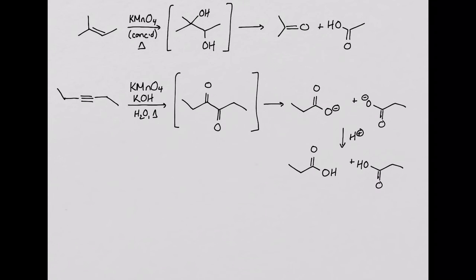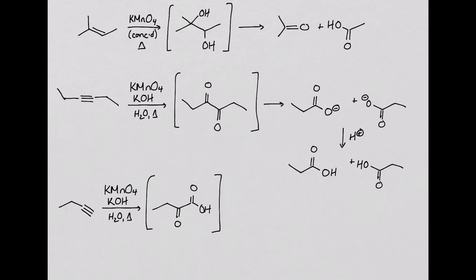In the case of treatment of a terminal alkyne under these conditions, we first go through the alpha keto carboxylic acid that was the product of treatment of this alkyne under less strongly oxidizing conditions. But just like in the previous example, the strongly oxidizing conditions continue to oxidize this molecule and cleave the sigma bond between these 2 carbons, giving us the carboxylic acids after treatment with acid.